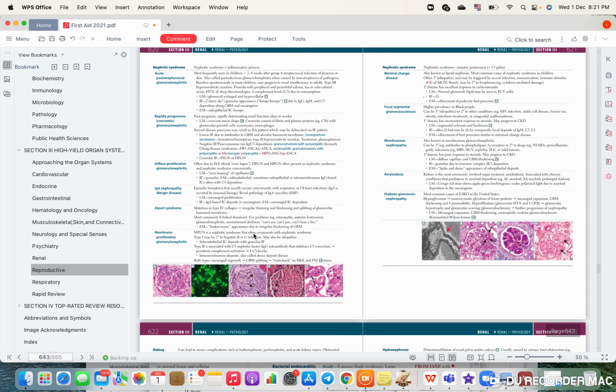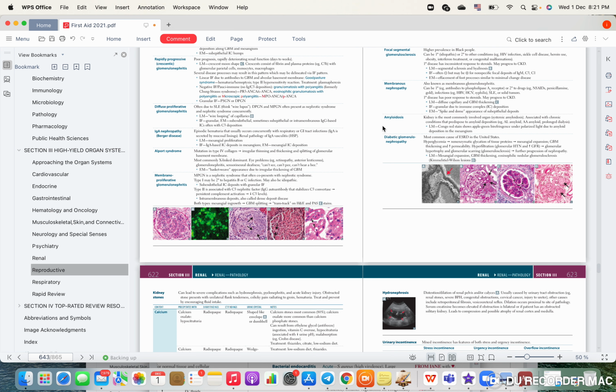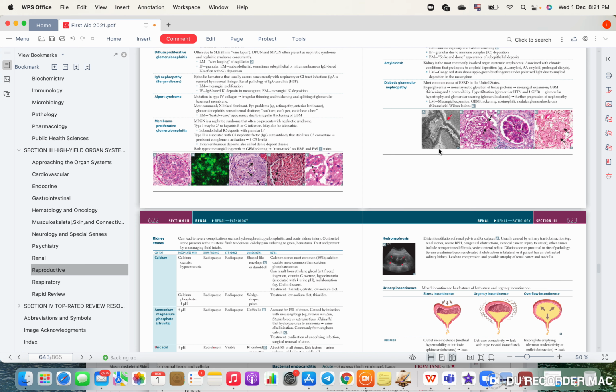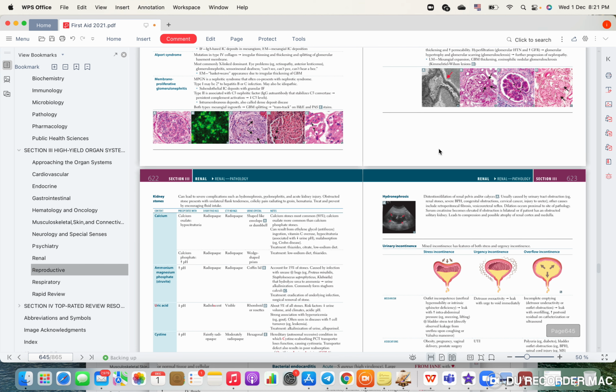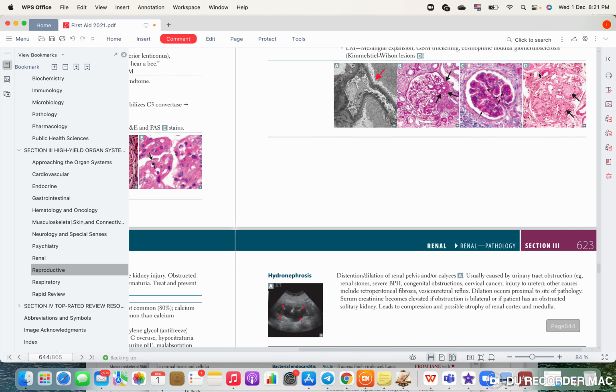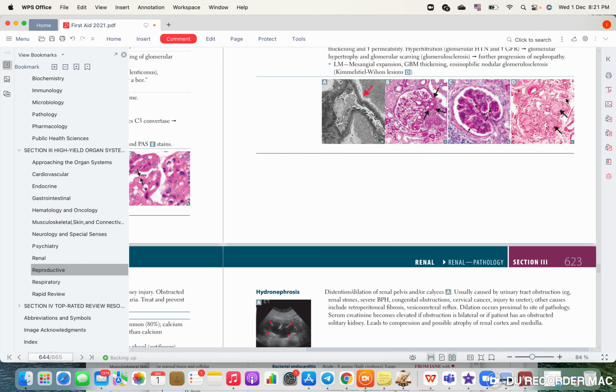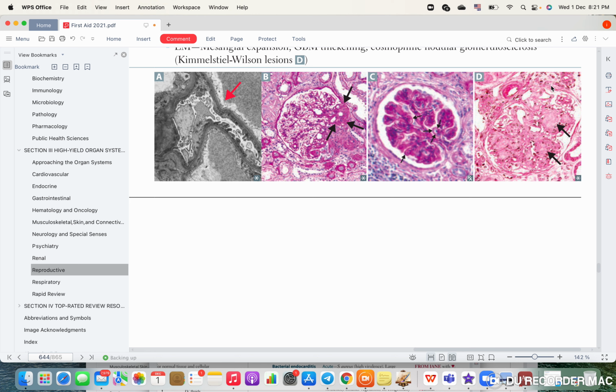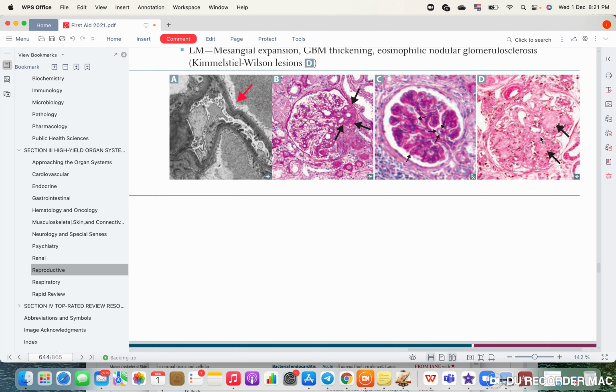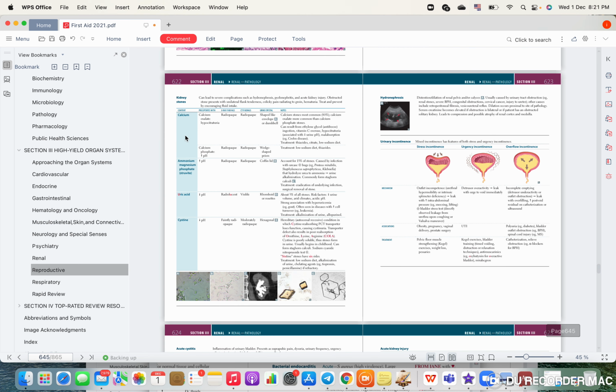So the next thing we have is in case of diabetic nephropathy, which portion of the kidney is affected first? The efferent arteriole. Okay, good. If it stays for a really long time, it can lead to this Kimmelstiel-Wilson lesion. Okay. So the next thing is kidney stones.